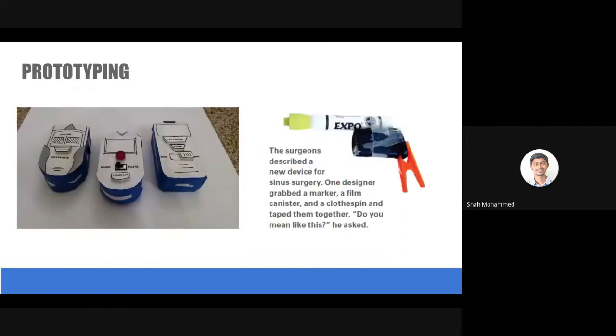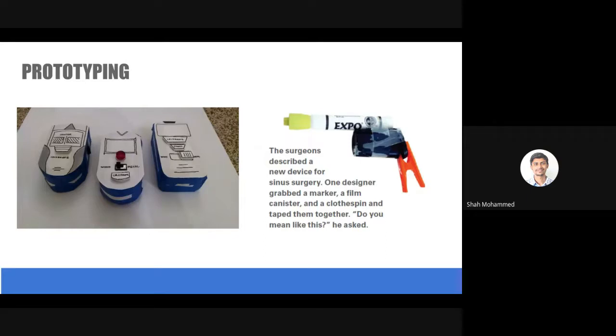And similarly, if you see, we have made prototypes. These are from the net. On the right side, if you see this prototype, this is an operation theater. One doctor had an idea. He wanted a product like some kind of gun. Immediately, one designer took a marker, one film canister, one clip, and put a tape and showed. That's it. The doctor said, oh yeah, this is how I want it.